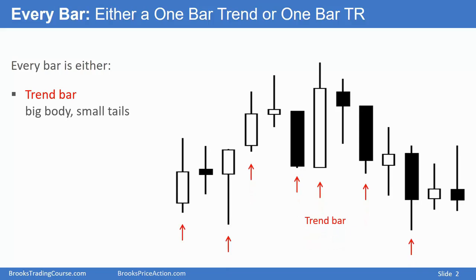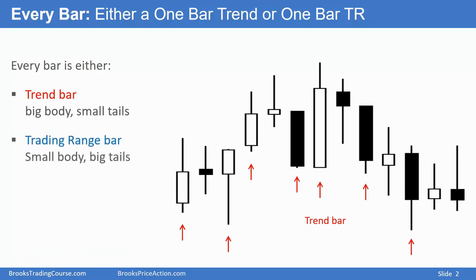And the only other kind of bar that I see on a chart is a trading range bar, a bar in which the bulls and bears were about equal. They have smaller bodies that are typically less than half of the size of the entire bar. Sometimes a trading range bar can be a very big bar, as long as the body is relatively small compared to the height of the entire bar.